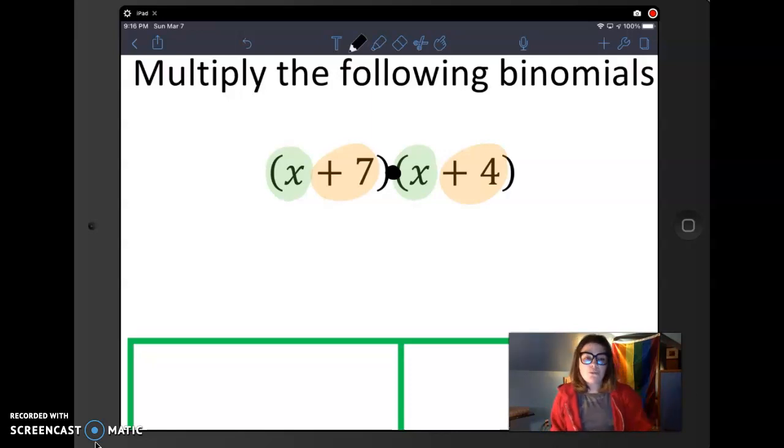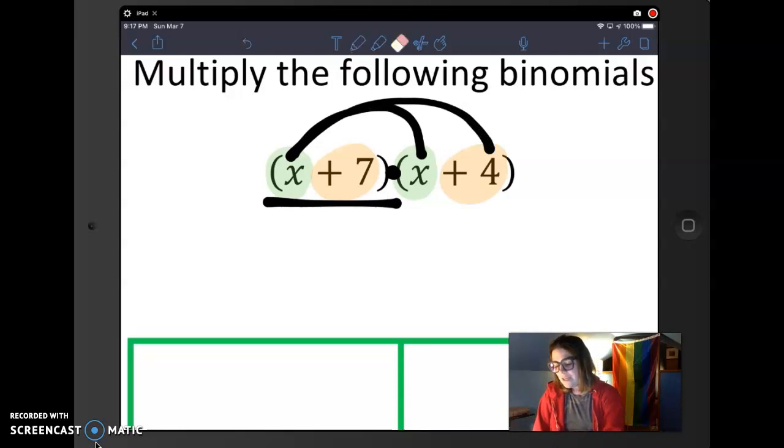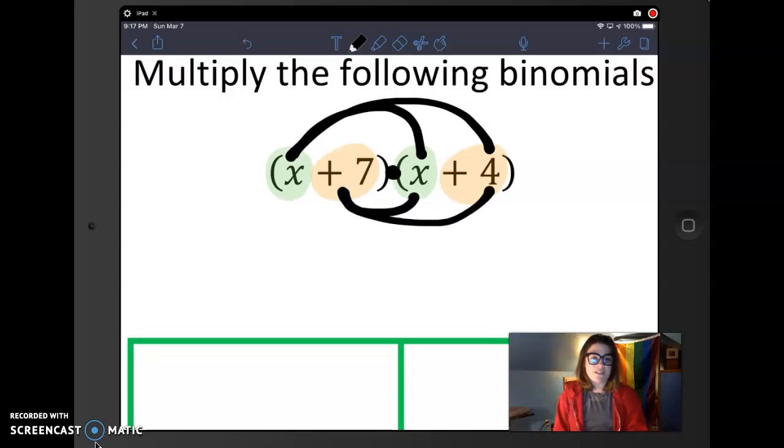What we need to do is multiply the first part of the first binomial. This is the first binomial. See how there's an X and a +7, so there's two parts. It's like a bicycle with two wheels. You need to multiply that times both parts of the second binomial. Then you come back here and multiply the second part of the binomial times both of those parts as well.